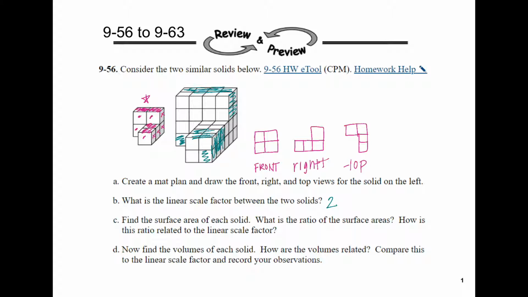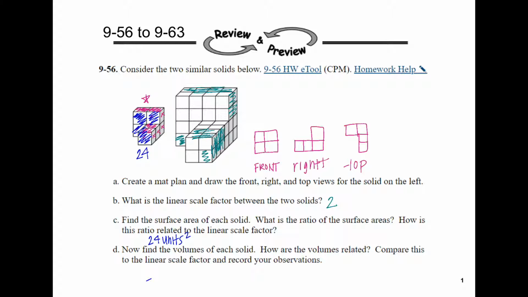Find the surface area of each solid. What is the ratio of the surface areas? How is this ratio related to the linear scale factor? So the surface area is how many of these squares can we see? We can do this a couple of different ways. We can count all of the surface areas by looking at our solids. And we know that our smaller surface area is 24 units squared.